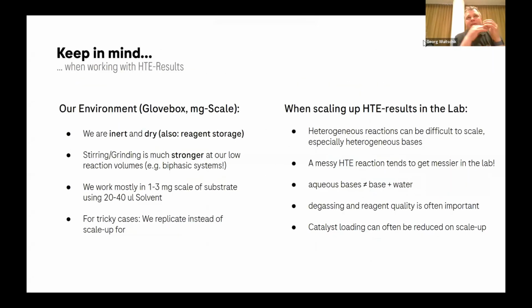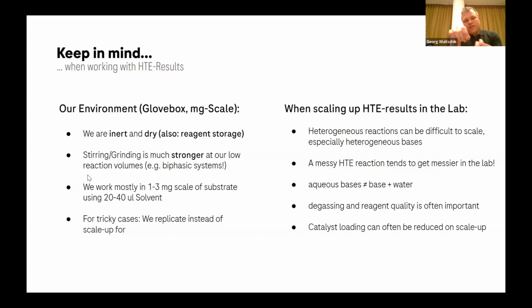Now, we absolutely love HTE. We use the results all the time, also for our own projects. But you have to keep in mind certain things when you work with HTE results. Our environment is we work in a glove box and we work on milligram scale. And there are important consequences that you may not think of when you transfer these results to the lab. So we are inert and dry. That means our cesium carbonate is also dry. It is not lumpy and it doesn't almost melt away when you open the bottle. And this can make a huge difference.